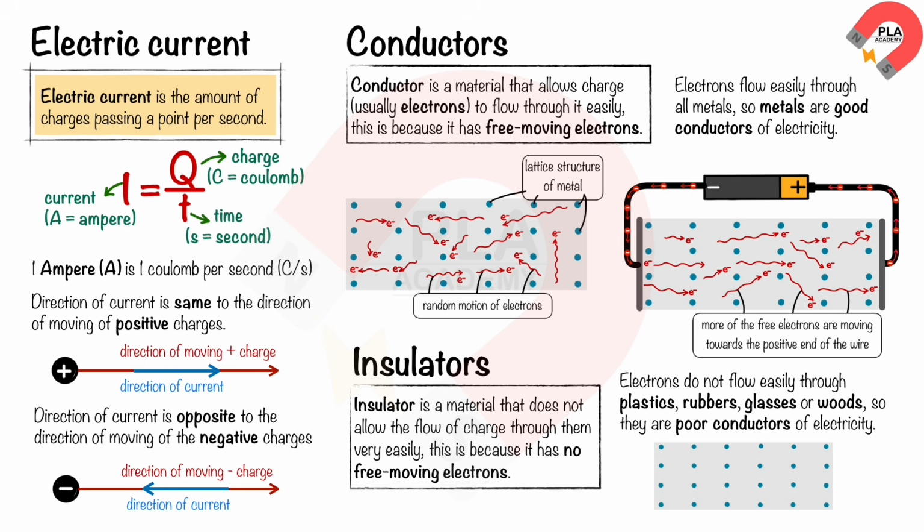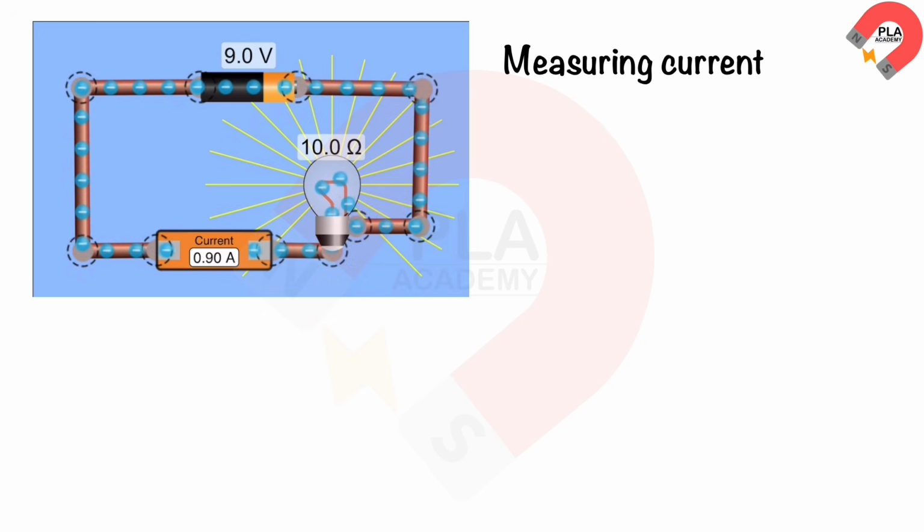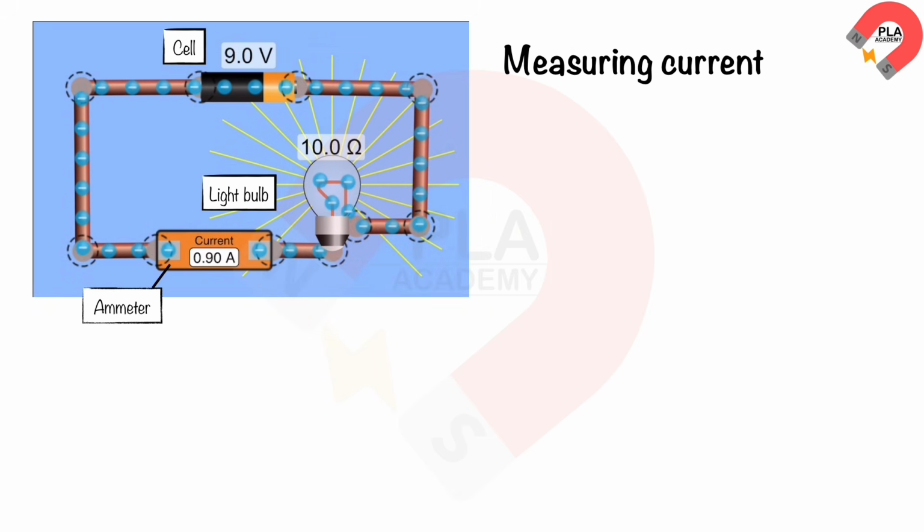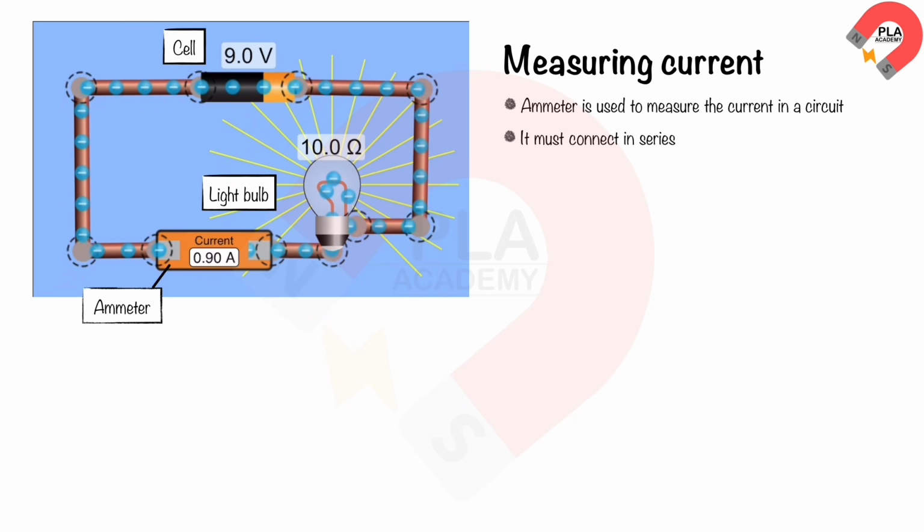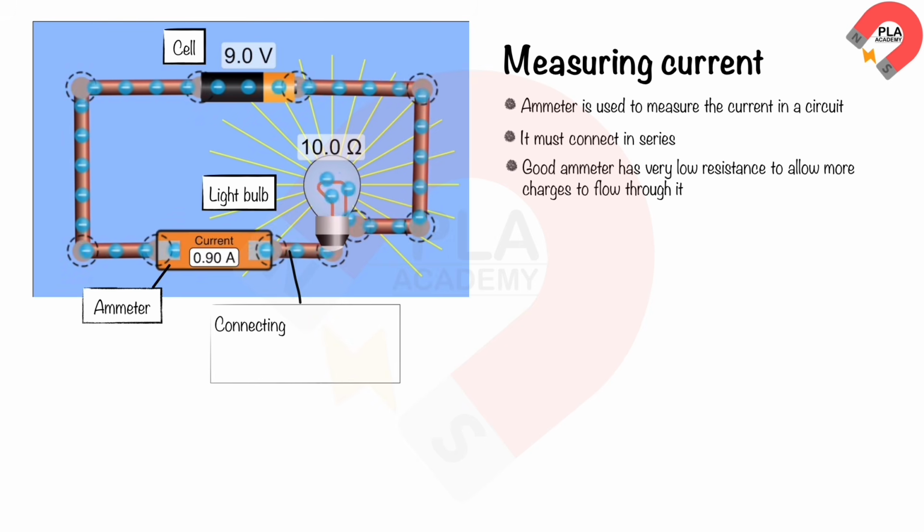Measuring current. A simple circuit is shown in the diagram. This is a cell. This is a light bulb. This is an ammeter. It is used to measure the current in a circuit. It must be connected in series. A good ammeter should have low resistance to allow more charges to flow through it. This is the connecting wire, which is made of copper, because copper is a good conductor.